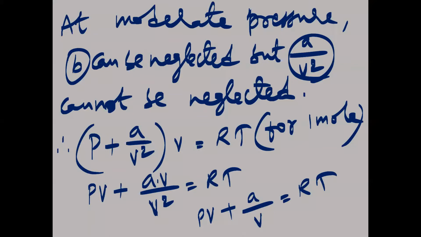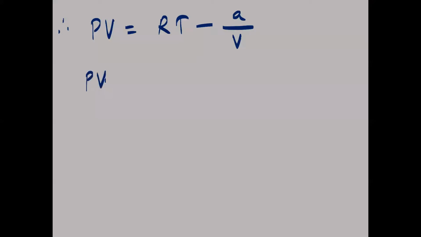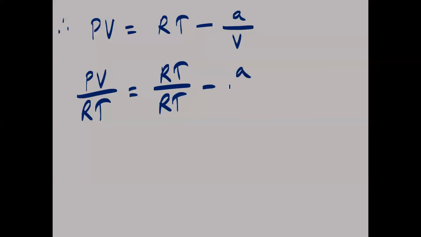Now, from this, PV is equal to what? PV is equal to RT minus A by V. Therefore, PV is equal to RT minus A by V. Now here you divide both the sides with RT. Each term you divide with RT. So now PV by RT is equal to RT by RT minus A by RTV.